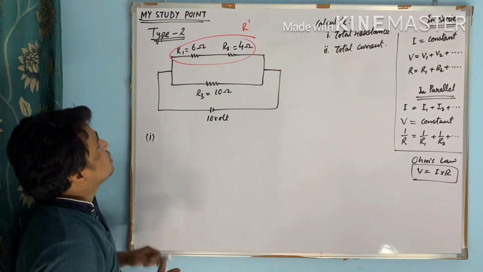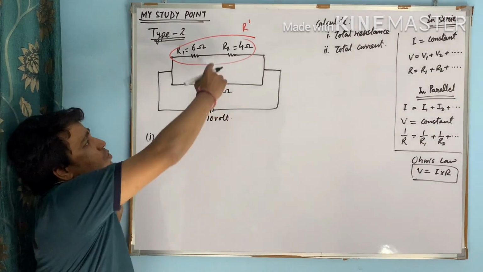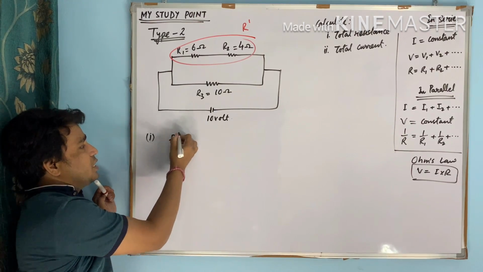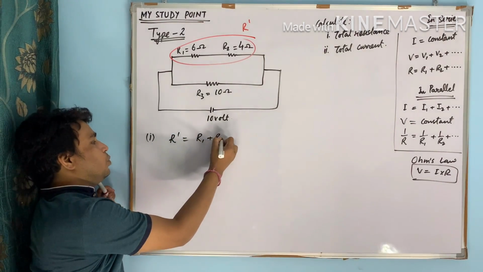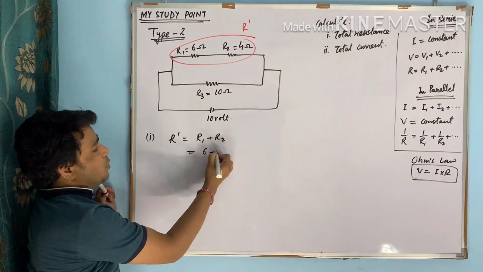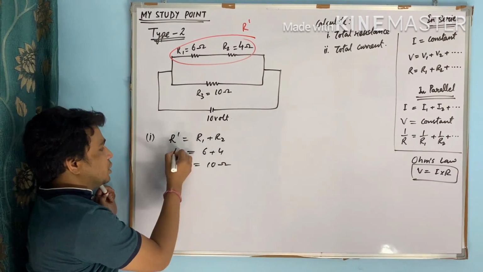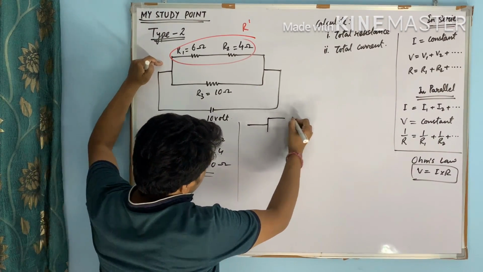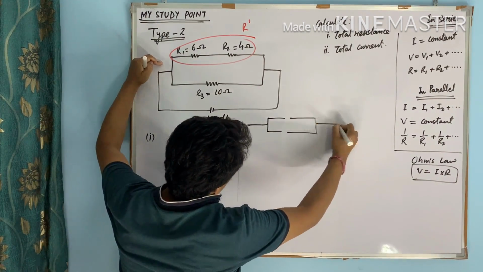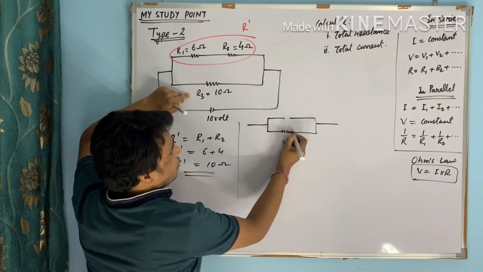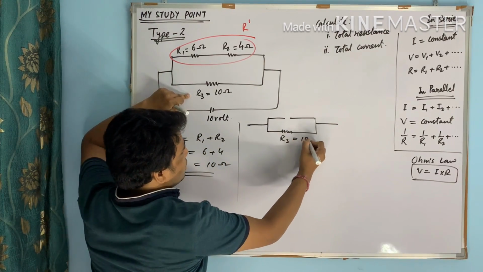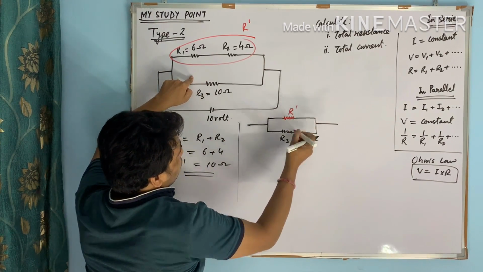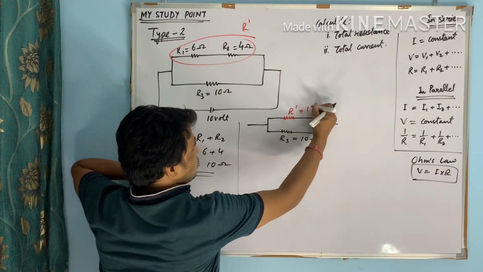Now in this question, first of all we have to solve R dash, which is in series. So for the series combination, resistance R dash will be R1 plus R2, that is 6 plus 4, 10 ohm. Now we can redraw this diagram in this pattern also. This one is R3, that is 10 ohm, and these two together are R dash, which we calculated earlier, also 10 ohm.